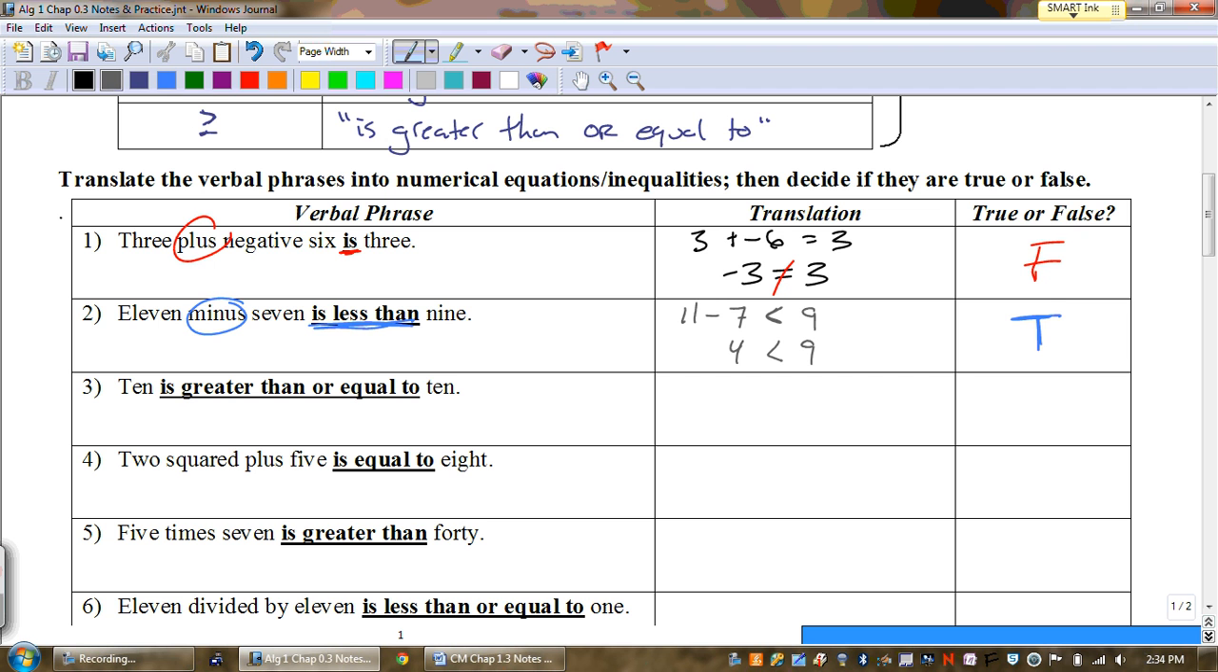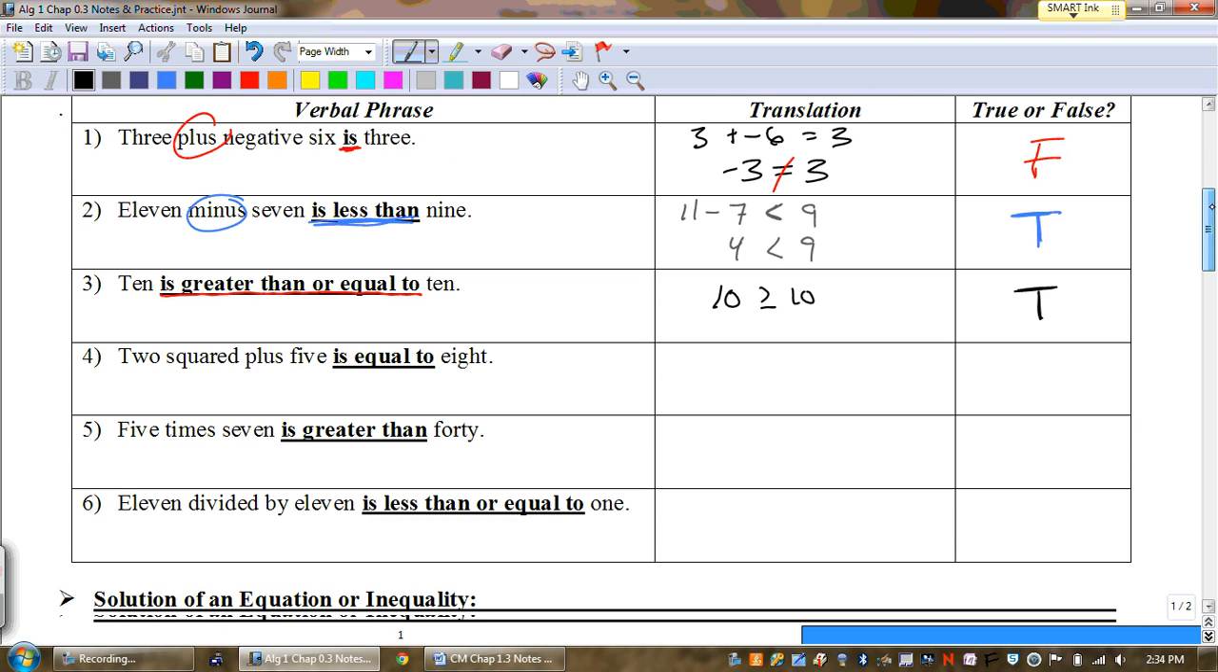Okay, next one. 10 is greater than or equal to 10. Oh, I drew the wrong symbol. Greater than or equal to 10. Is that a true or a false statement? Guys, that's true because they're equal to each other. Now, if you guys are feeling confident, go ahead, try the other ones, pause the video, see how you do. Otherwise, I'm going to keep going.